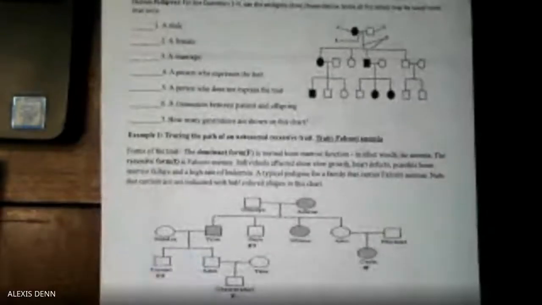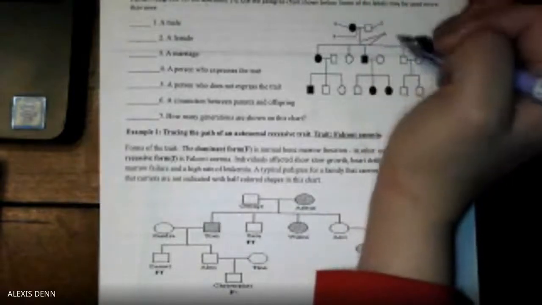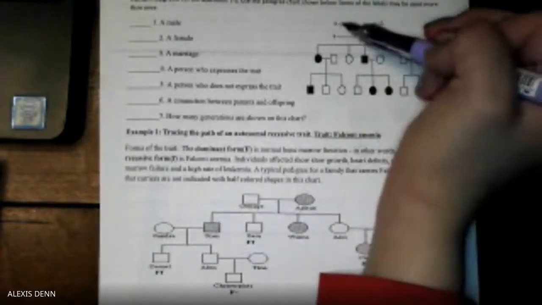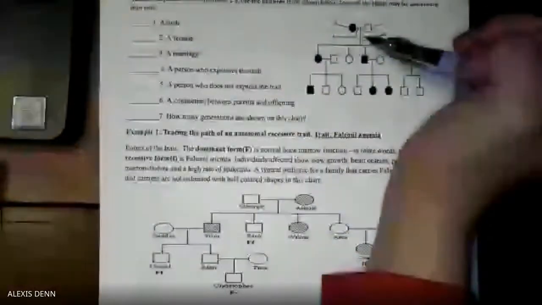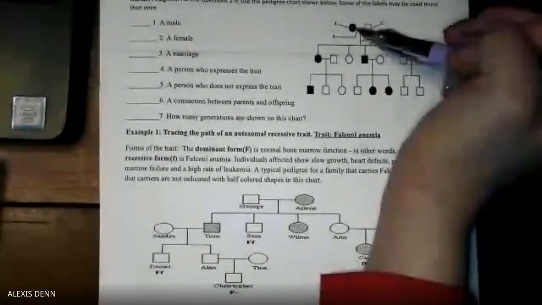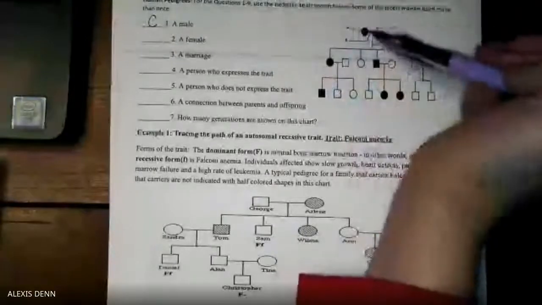Starting off, we're just practicing reading pedigrees and interpreting this information. We have 4 letter choices, A, B, C, and D. And we're going to use those to answer each of these questions. 1, we're looking for a male. Circles are female, squares are male. So I get C. 2, we're looking for a female. Females are circles. That's A.